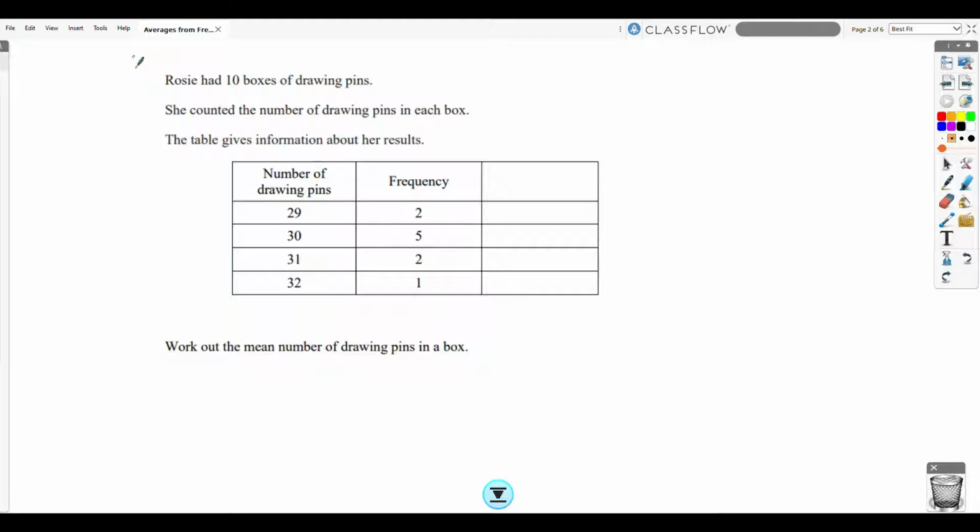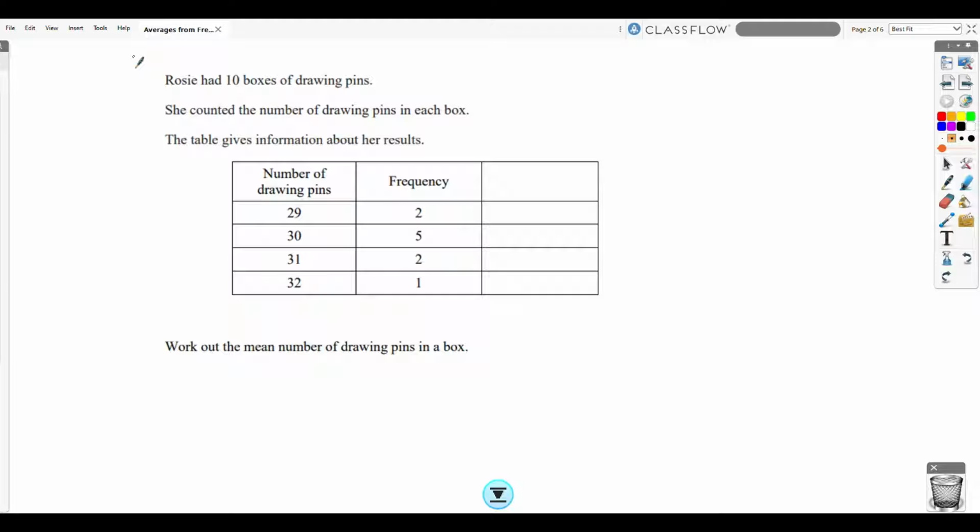So if we take a look at this first question here, it says Rosie had 10 boxes of drawing pins. She counted them and put them into categories. So we either have 29, 30, 31 or 32. We're given the frequency of each of them. So we want to work out the mean number of drawing pins. So the way we do that is rather than counting the 2 29s, 5 30s and so on, we can now just multiply across and divide that total by the total of the frequency.